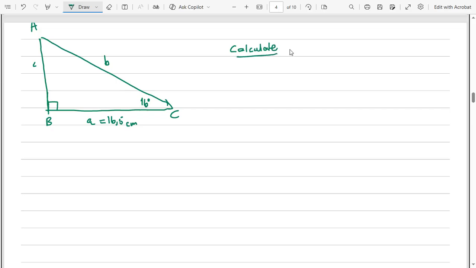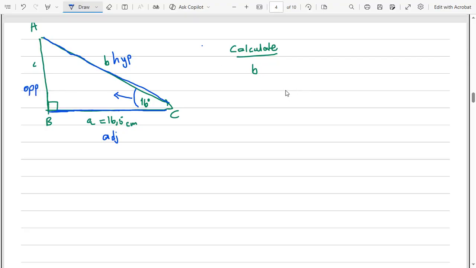Let's say we need to calculate B first. You want to calculate B, which is this side. Then you have this side, which is your adjacent. This is your hypotenuse. And this is the angle, which makes that side your opposite.